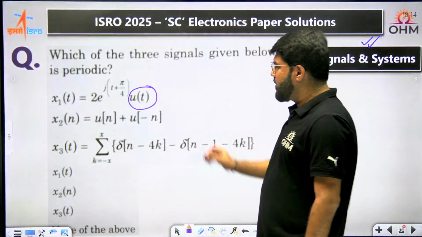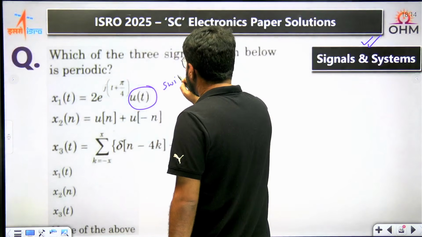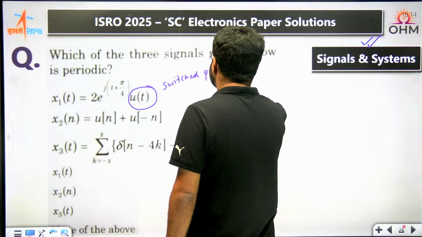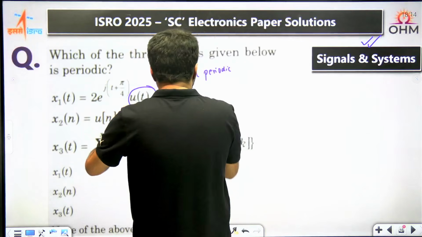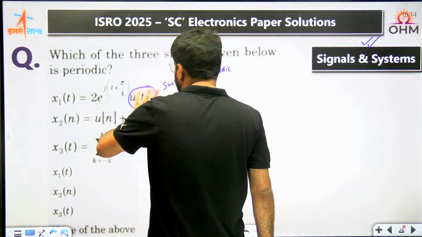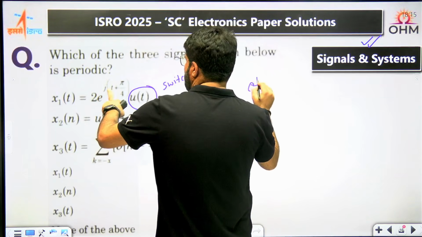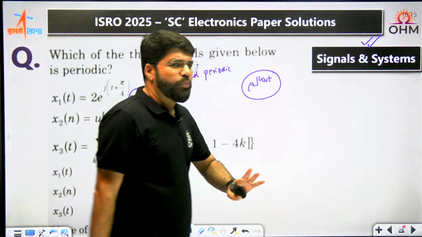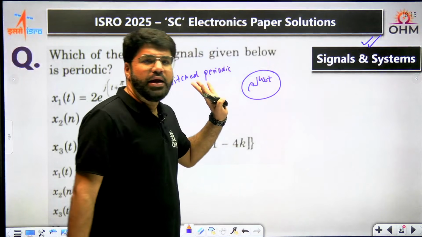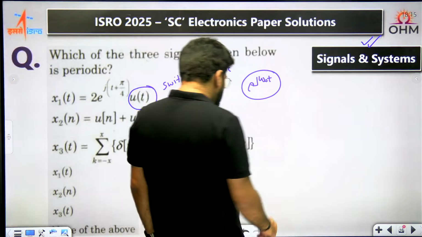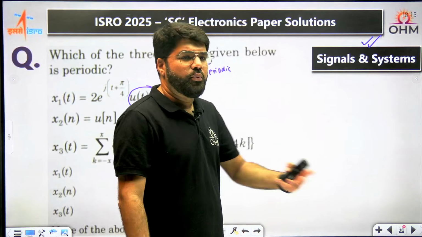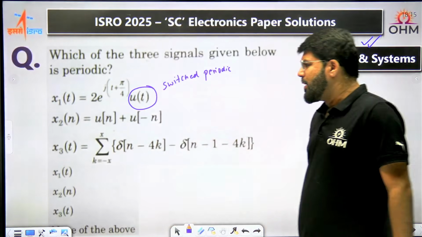Minus infinite to infinite. Because it has u(t), we can call it a switched periodic signal, which is periodic for one side. If I remove the u(t), e^(jωt) with a phase shift doesn't matter. If it is pure e^(jω₀t) in the continuous time domain, it is periodic with period 2π by ω. But u(t) will not make it purely periodic, and we can call it switched periodic, periodic for one side. But anyway, this will not be the answer right now.